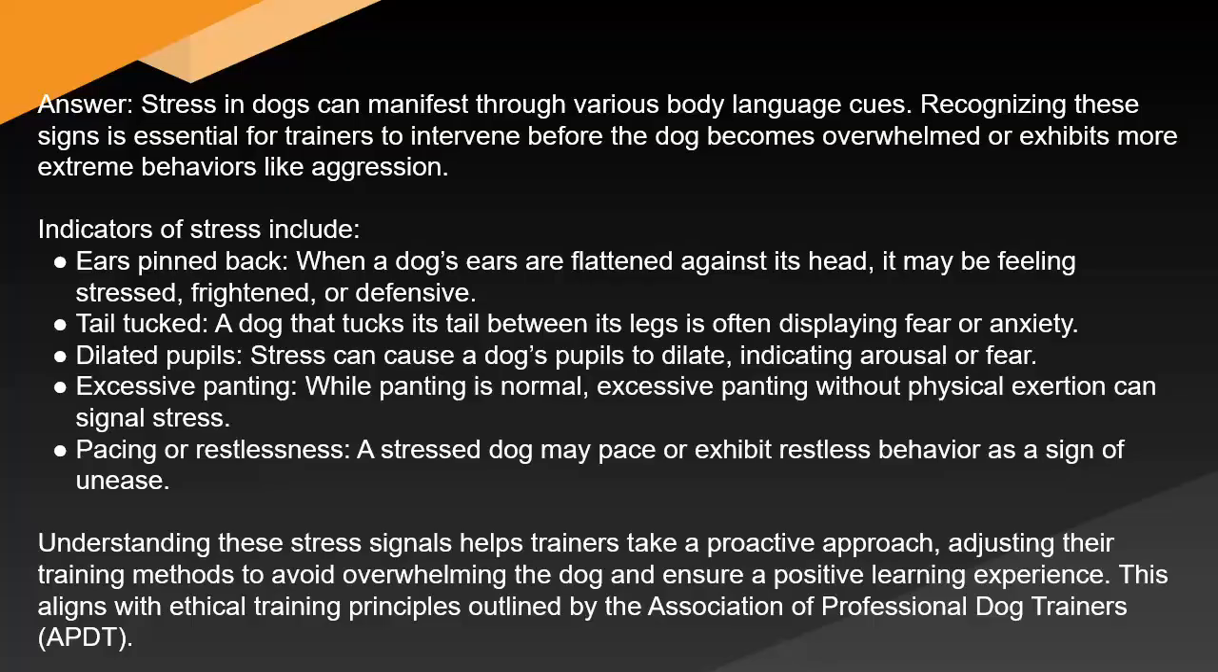Recognizing these signs is essential for trainers to intervene before the dog becomes overwhelmed or exhibits more extreme behaviors like aggression. Indicators of stress include ears pinned back. When a dog's ears are flattened against its head, it may be feeling stressed, frightened, or defensive. Tail tucked. A dog that tucks its tail between its legs is often displaying fear or anxiety. Dilated pupils. Stress can cause a dog's pupils to dilate, indicating arousal or fear.